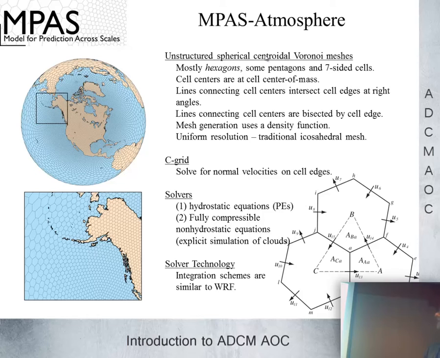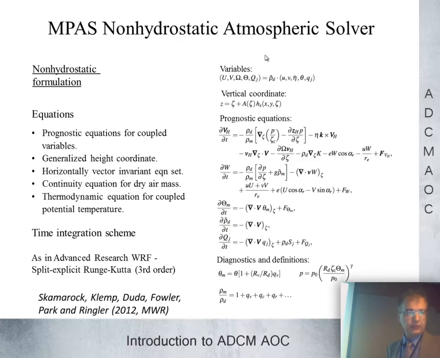You can generate meshes based on a density function, how fine you want your grid anywhere on the globe, and then it has to mathematically produce the grid that obeys these properties. It's a C grid, so the velocities are solved on the faces, and the only places the velocities are defined are normal to the faces. This is what you need for the fluxes across the faces. We have a hydrostatic solver, but mostly we're going to be talking here about the non-hydrostatic solver, which is more general. The integration schemes are similar to WRF, in terms of how you deal with the sound waves and the time splitting, etc.